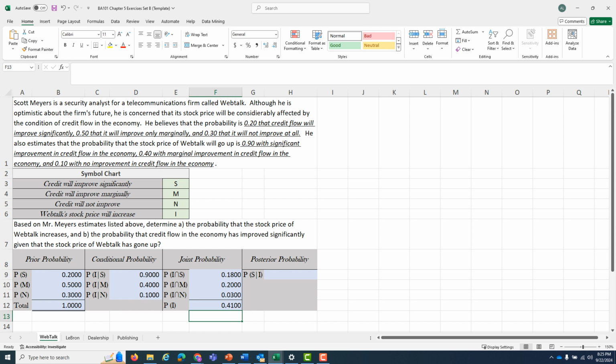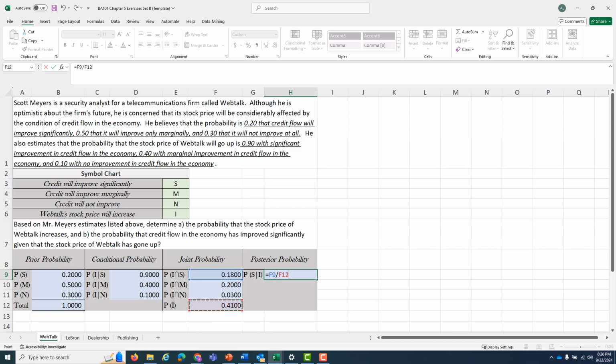What about B? The probability that the credit flow in the economy has improved significantly given that our stock price has gone up. And that's the same thing that we had before. When you're trying to find the probability of one thing given another item, you take the probability of both of them happening and divide by the probability of what is given. So in our case, our posterior probability, our probability that credit flow in the economy will improve significantly, knowing that the price of WebTalk has gone up, is equal to the and of both of these divided by the probability of what was given, our condition, which was 41%.